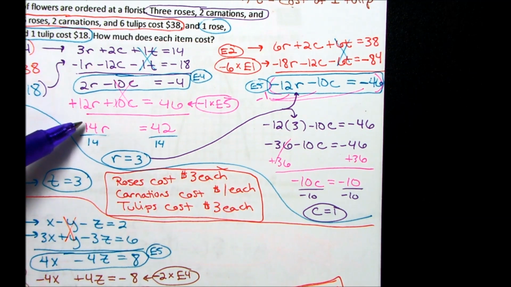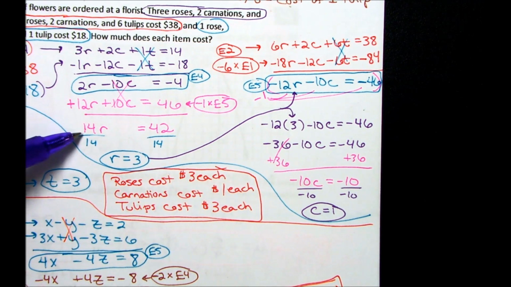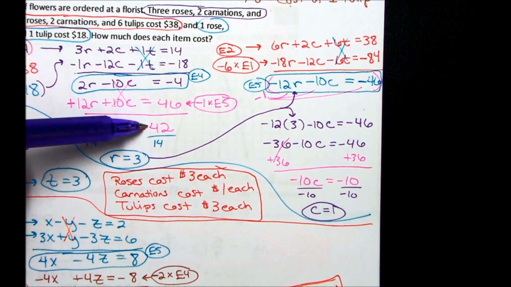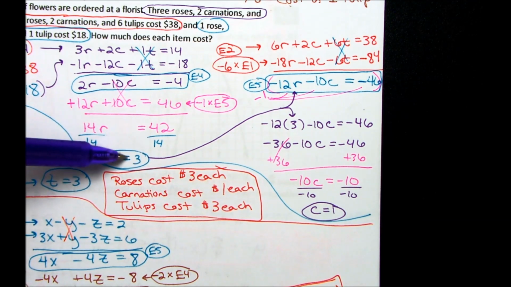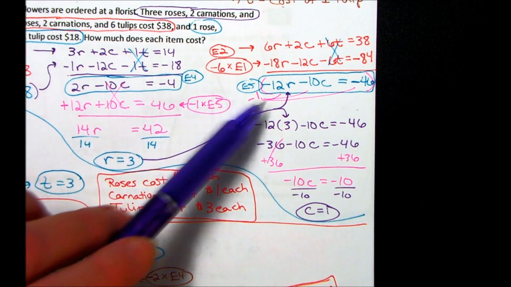So now I'm down to one variable, and that's what you're trying to get. You're trying to get down to one variable so that you can actually solve. So when we add our r's, we get 14r. The negative 4 and 46 is 42. Divide by 14, which gives us 3. So now that we've got one of our solutions, we're going to put it back into equation 4 or 5.